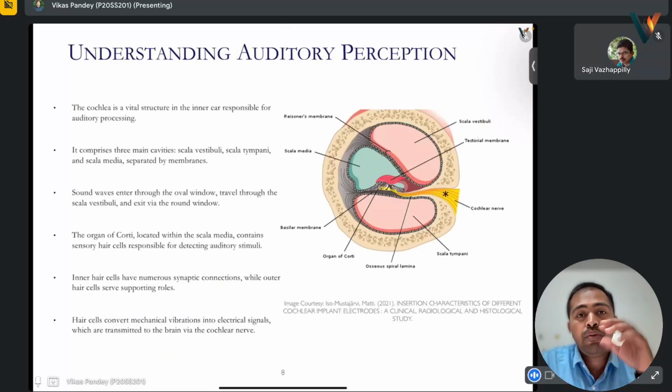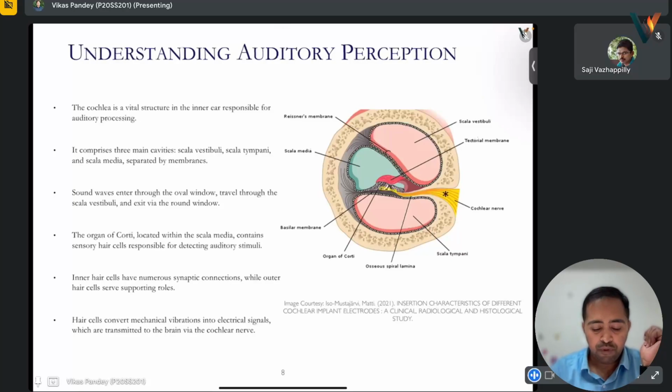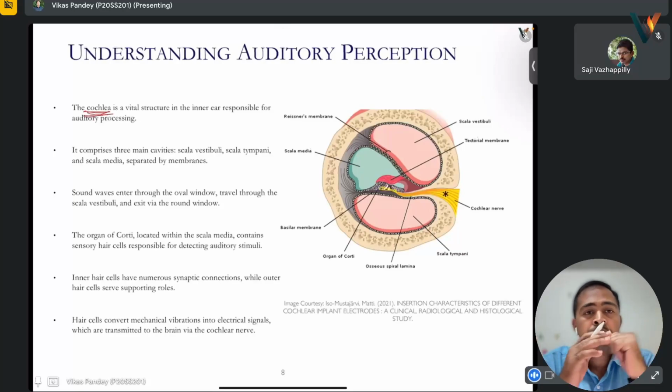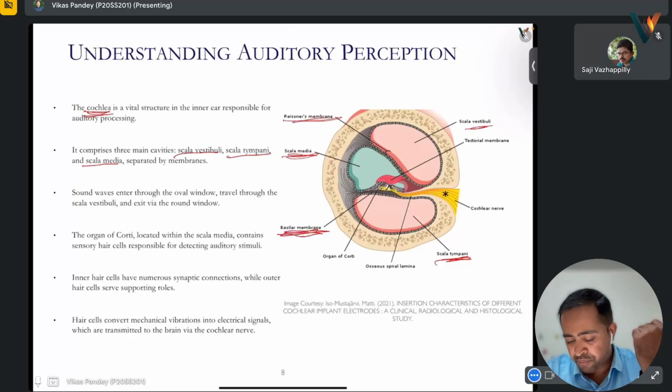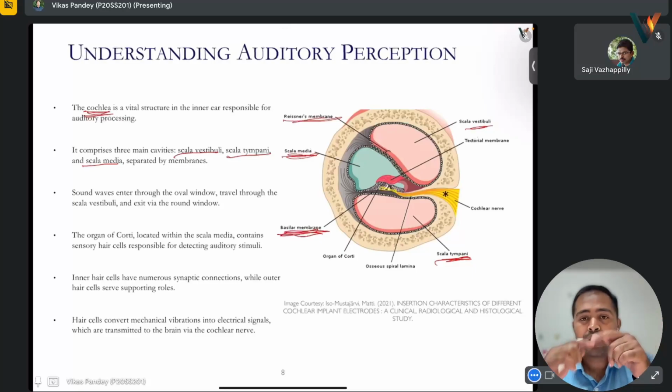So if we go deep into auditory perception, the cochlea is an important part, the circular part in the inner ear that is responsible for auditory processing. It has mainly three cavities: scala vestibuli, scala tympani, scala media. They are separated by membranes. Like in this case, you see the basilar membrane. In this case, Reissner's membrane. Okay, so there are different membranes separating these structures.